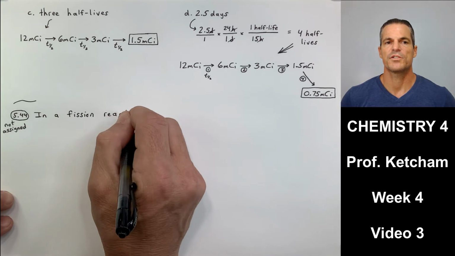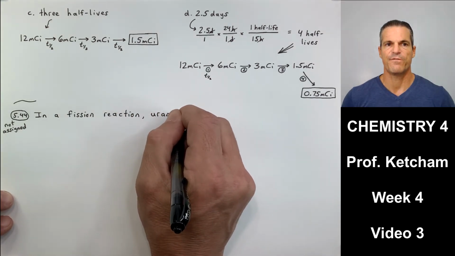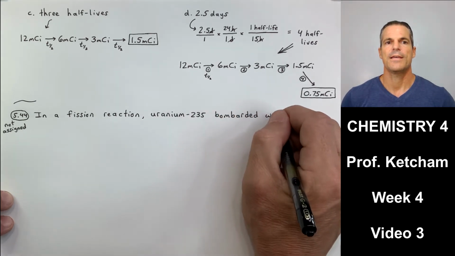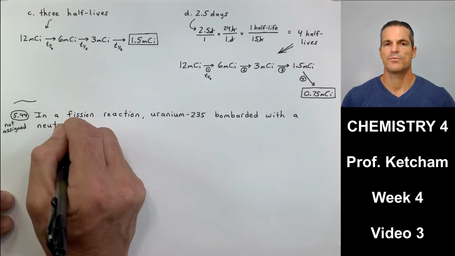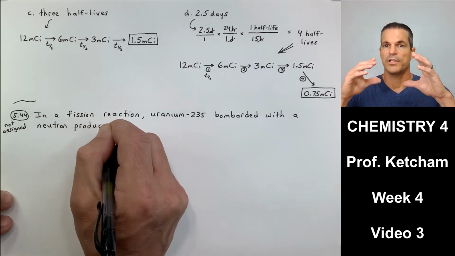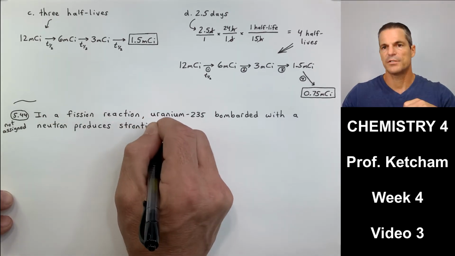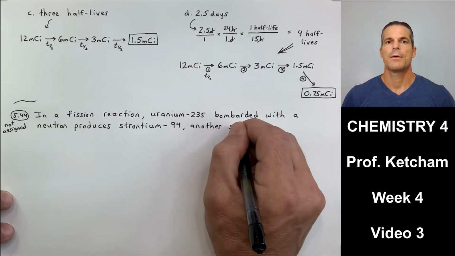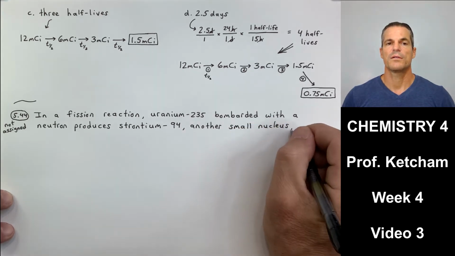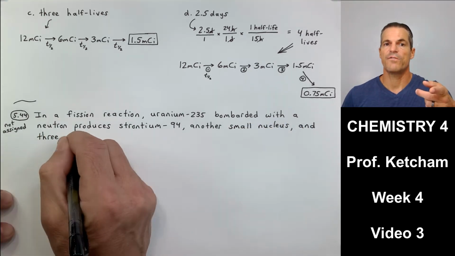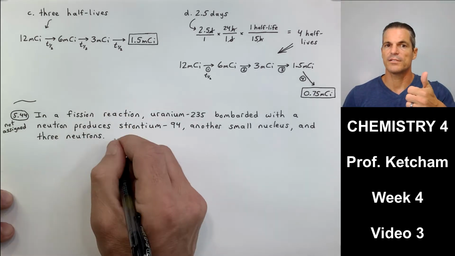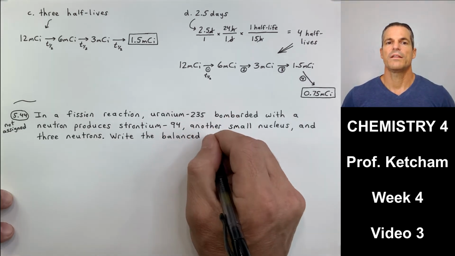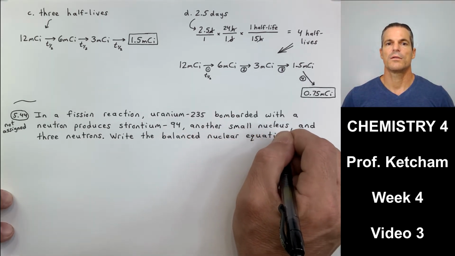All right, this is question 44 from chapter 5, so this is 5.44. It was not assigned, but it's certainly helpful. In a fission reaction, fission is when we take a big nuclide and split it into two smaller nuclides, plus usually some side products. In a fission reaction, uranium-235 bombarded with a neutron produces strontium-94, another small nucleus similar to strontium-94, and 3 neutrons. Write the balanced nuclear equation.